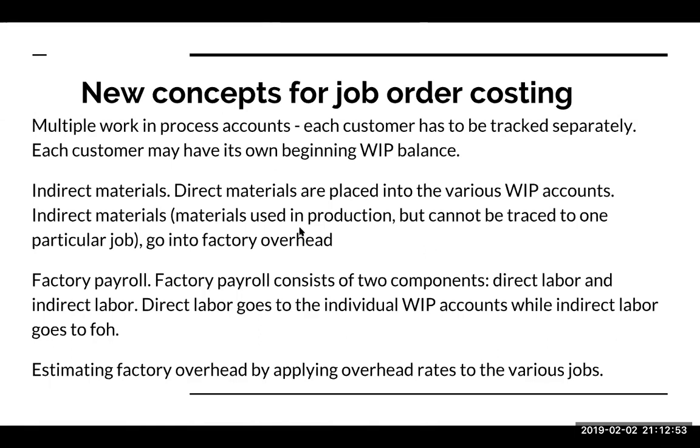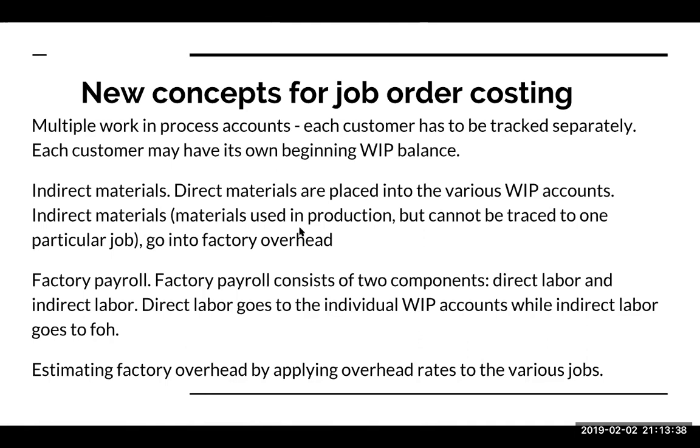So one of the new concepts for job order costing, as opposed to what we were looking at previously, which was just the introduction, is that we're going to have a work in process account for every customer. We still have three inventory accounts: raw materials, work in process, and finished goods inventory. With job order costing, though, we can have up to 100 work in process accounts. It just depends upon how many different customers we have. When we have multiple work in process accounts, we're going to track each customer separately, and each customer may have its own beginning work in process balance.